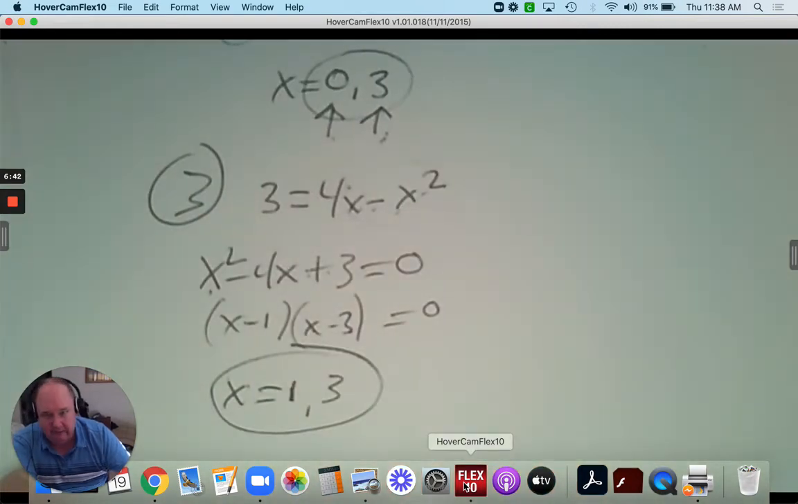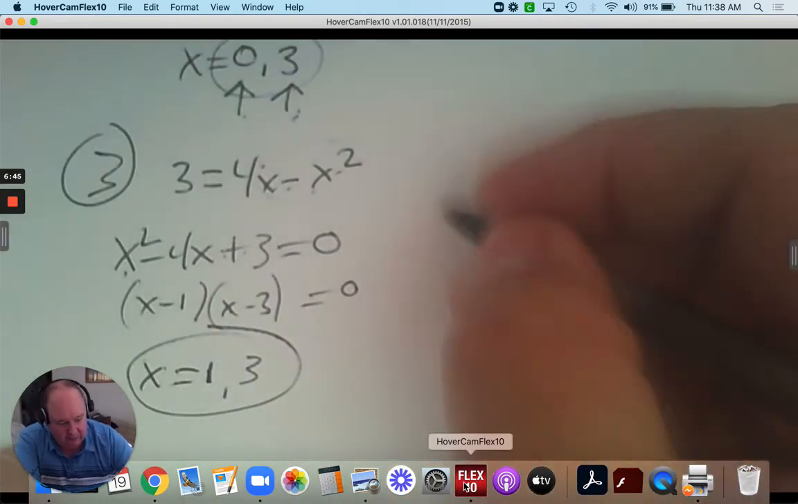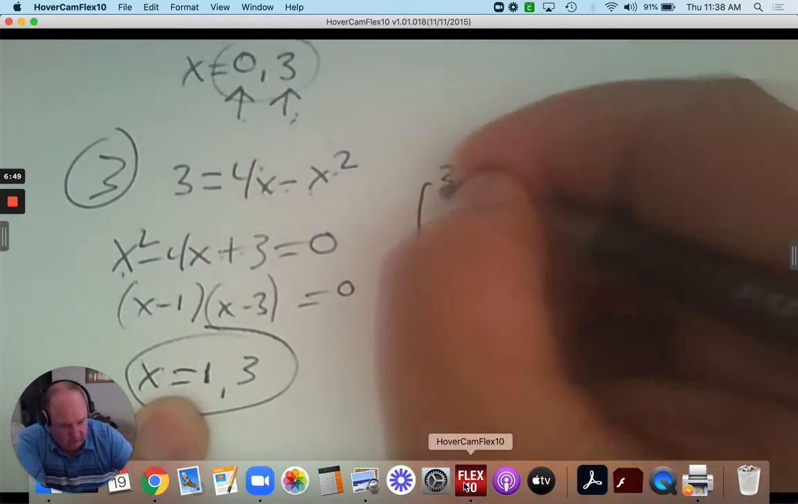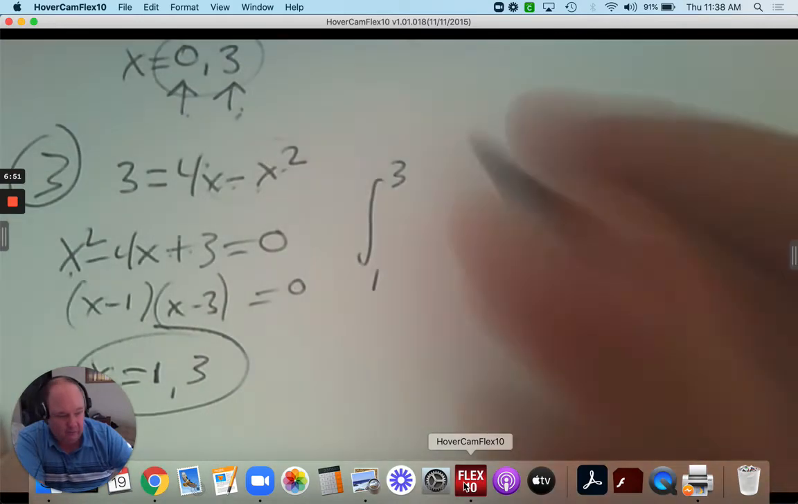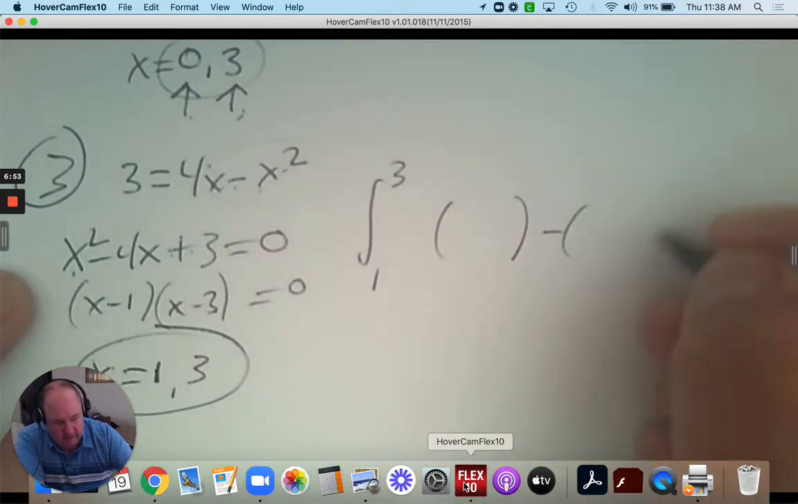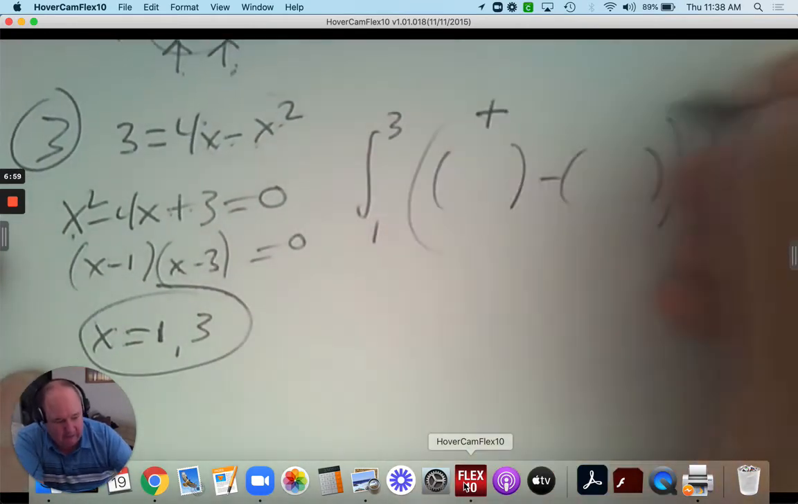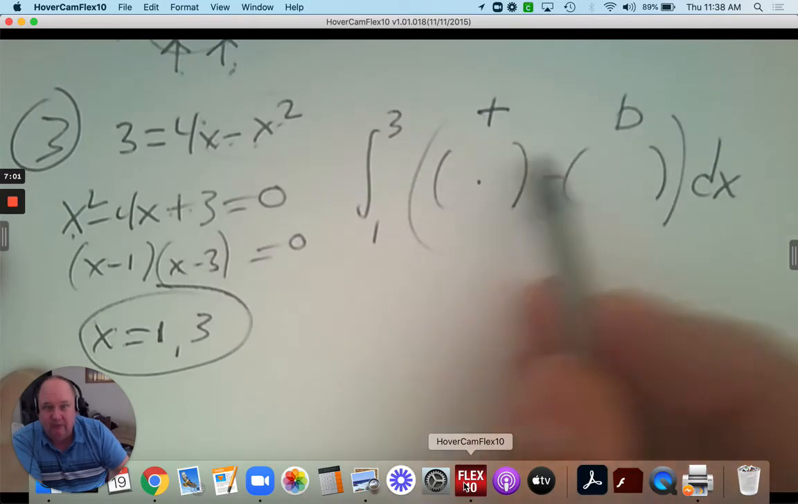Those are my limits. Okay, so next, I'm going to integrate from where to where? 1 to 3. Next, what am I going to do? I'm going to take the top, subtract the bottom, put parentheses around all of it, dx, and then remind myself that it's top, subtract bottom.